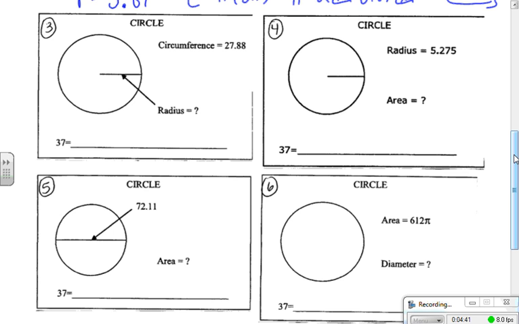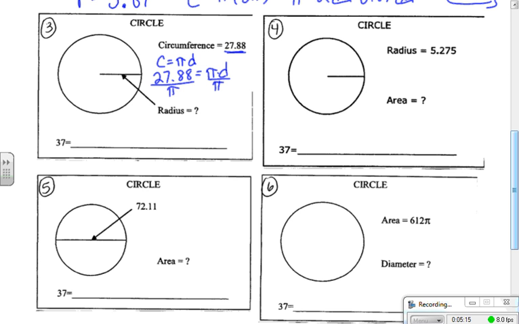So question 3, we have the circumference given to us and we want to find the radius. So remember, circumference is pi times diameter. We know the value for C. We know it's 27.88, and we know it's pi times some unknown value for our diameter. So we have to do a little bit of algebra. If we want to solve for d, we have to undo the math that's going on between it and pi. Pi and the diameter are being multiplied, so the opposite of multiplication would be division. So we're going to divide both sides by pi.